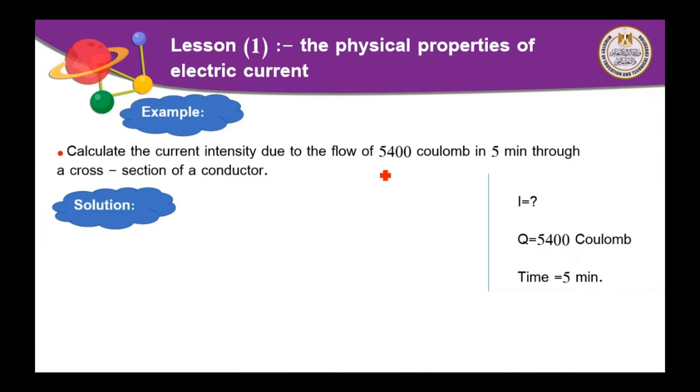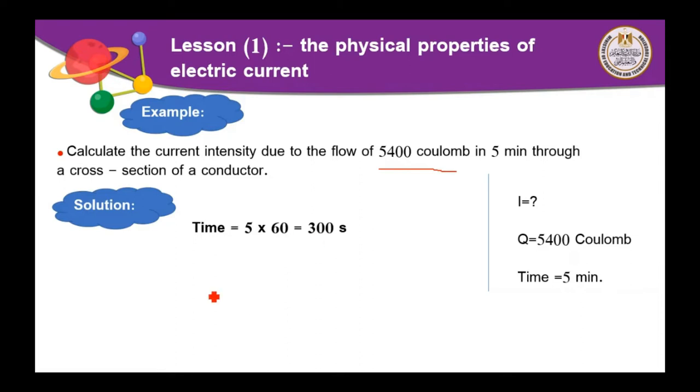Flow of 5,400 coulomb, it is the quantity of a charge. This means that Q equal 5,400 coulomb. Flow through the conductor in 5 minutes, that is the time taken by the electric charges to flow through the conductor. But we must measure the time in seconds, not in minutes. So we must change the time from minute to second. How? By multiplying by 60. Time equal 5 minutes times 60 equal 300 seconds.